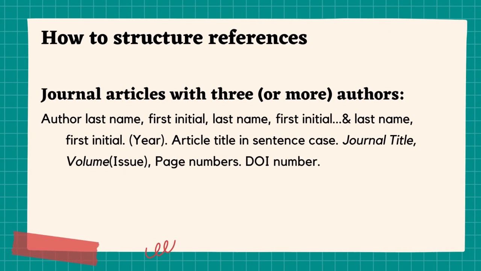Finally, with journal articles with 3 or more authors, you do author last name, comma, first initial, and include everyone until the last person, ampersand, last name, comma, first initial. The remaining information is the same. So unlike in-text citations where you could say Cobb et al., you do need to list every single person who contributed to the article that is listed in the title.